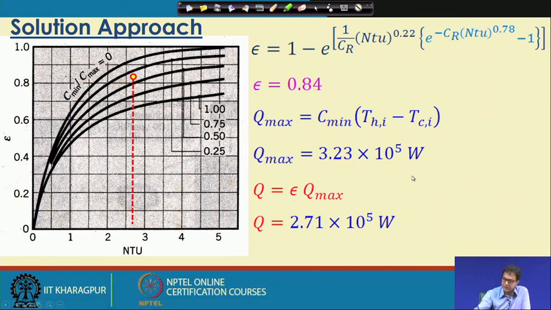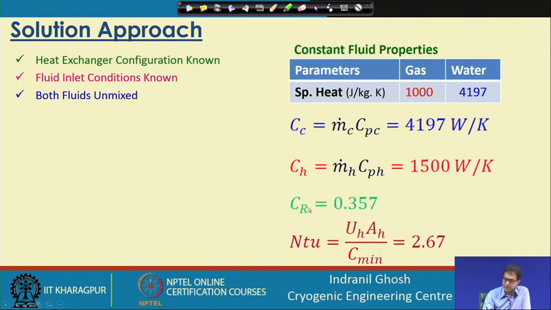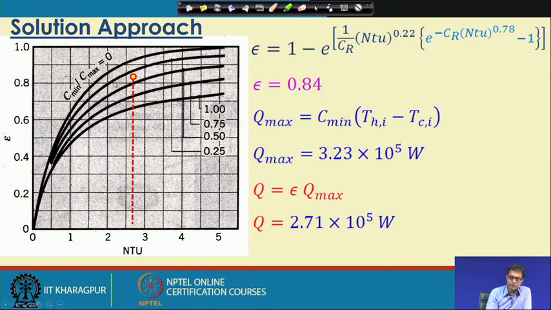In the previous slide we have calculated CR equals 0.357. Now if we go to this 0.357 on the graph, this is for CR equals 0, this is 0.25 and this is 0.5. So it will be somewhere in between, and we can find the corresponding value of epsilon, which will be about 0.82, 83 or 84.